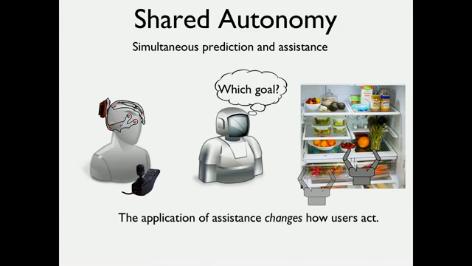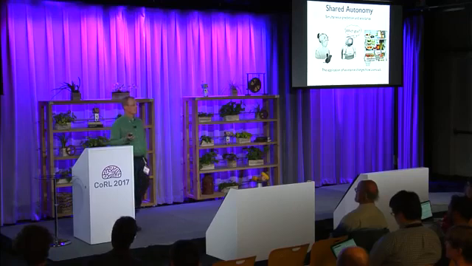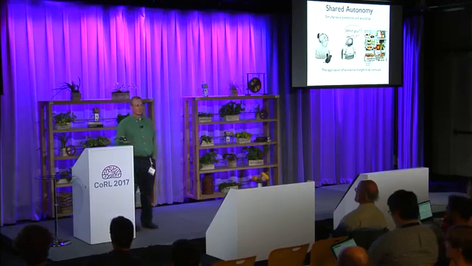Okay. The interesting thing is the application of that assistance actually changes how users act, right? So as they learn, for instance, the system is able to control off-modal degrees of freedom, they may start, for instance, changing modes, right? And so now we're actually changing how we should infer what they're doing, right? So there's this interaction between what the robot does and what we should predict the person is trying to do.